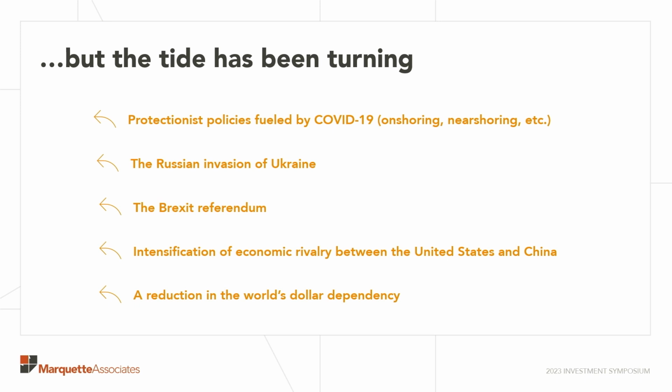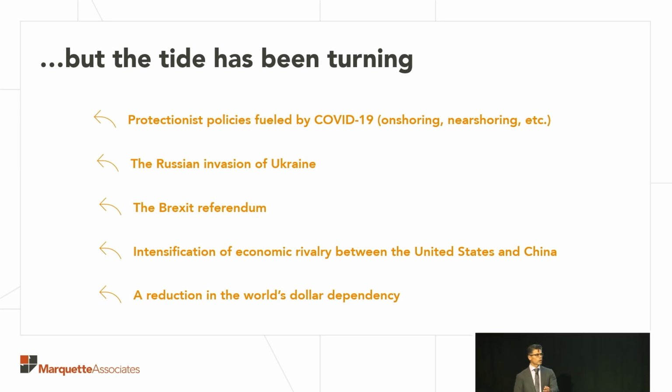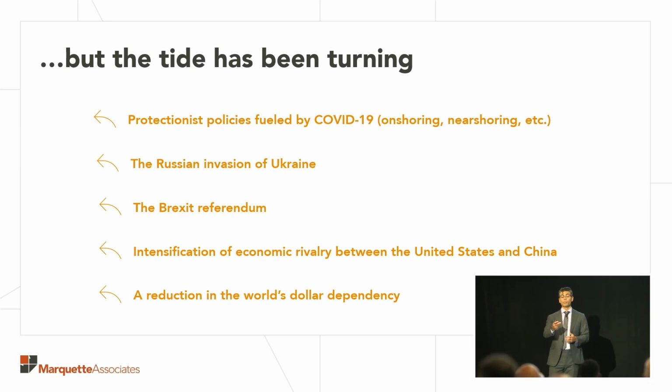There have been several occurrences that have pushed us away from globalization. COVID-19 brought into question the resilience and reliability of supply chains throughout the world. You had Russia's invasion of Ukraine, the Brexit vote back in 2016, the intensification of the rivalry between the US and China. All of these things have led to less integration and less collaboration across the world. In addition to this, you've had several countries that have allied together, looking to decrease the dominance of the US dollar on the world stage.